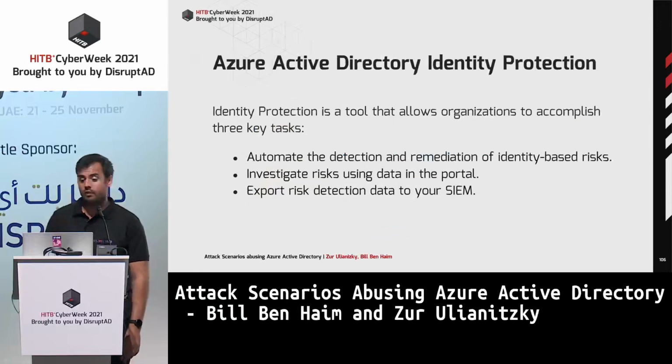Azure Active Directory Identity Protection is a tool that allows the organization to accomplish 3 key tasks. First is to automate the detection and remediation of identity risk. You can use it to investigate risk in your portal, and to export risk detection to your own SIEM.